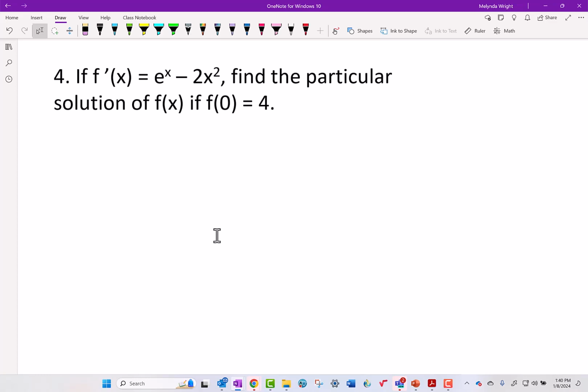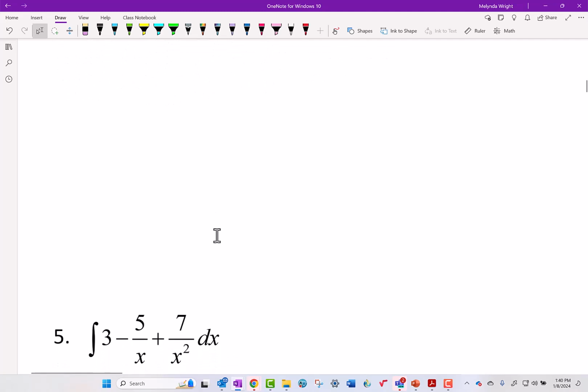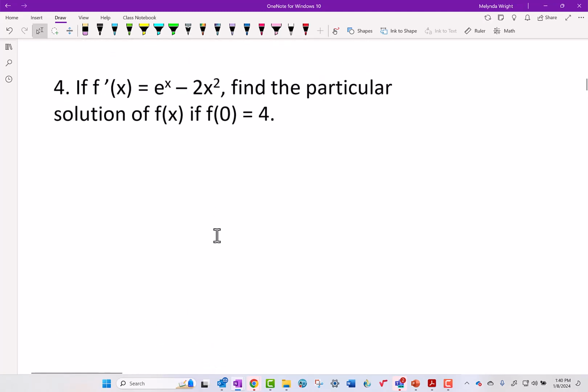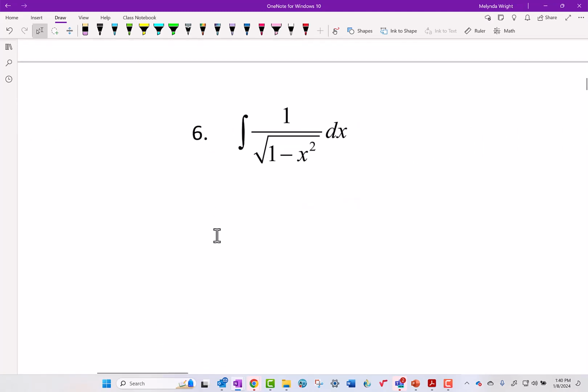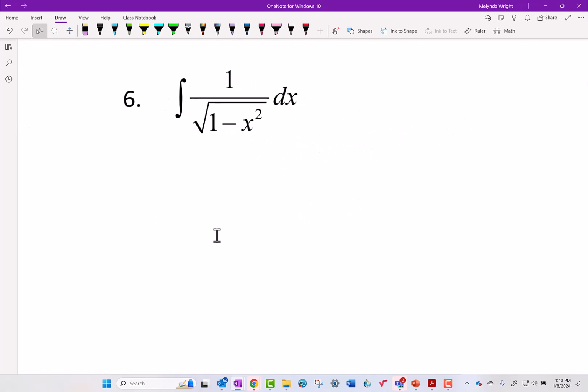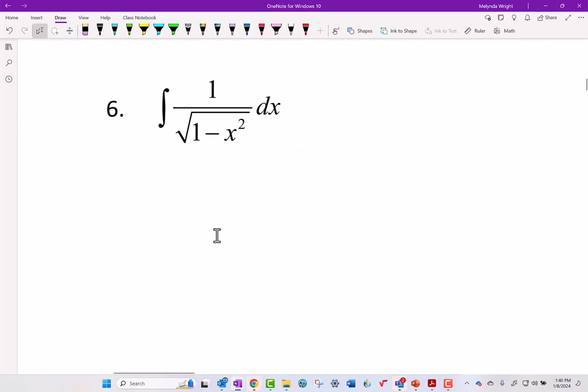So before we do particular solution, I actually want to do a general solution. Let's do this one first. When you look at that, I'm hoping you recognize that derivative, because if you don't, you're not going to know what to do. Does anyone recognize which derivative this is? It's arcsine. If you don't know it, you're going to be in a world of trouble.